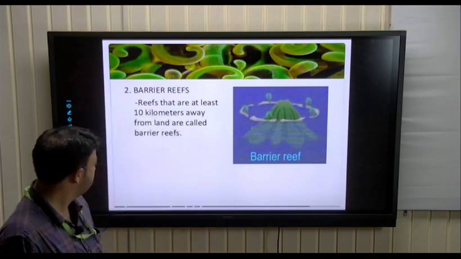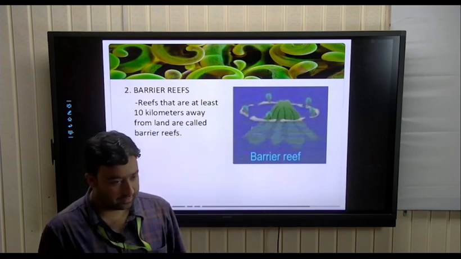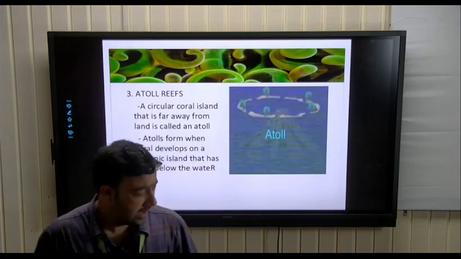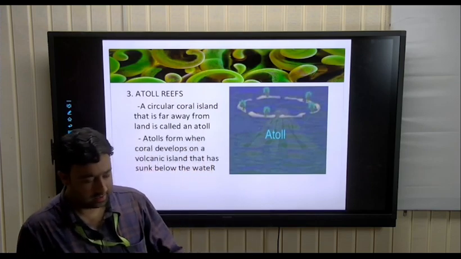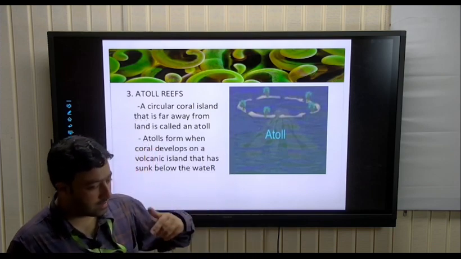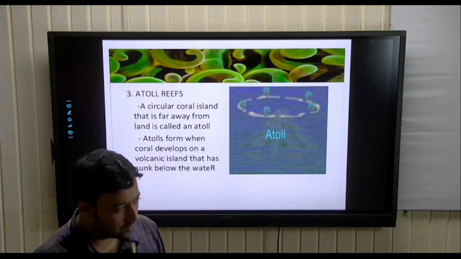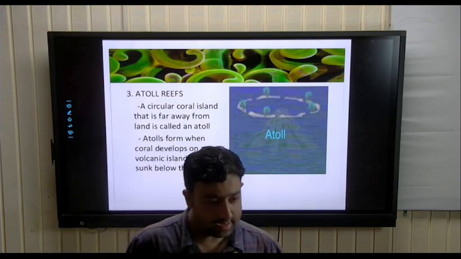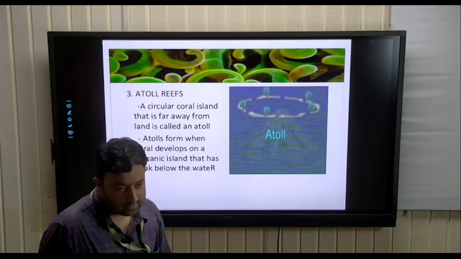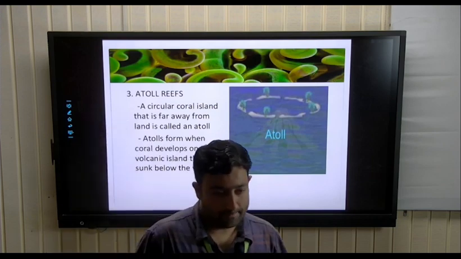Barrier reefs, reefs that are at least 10 kilometers away from the shore, are called barrier reefs. Atolls. A circular coral island that is far away from the land is called an atoll. Atolls are formed when coral develops on a volcanic island that has sunk below the water. As we all know, there are islands in the oceans, so these coral reefs develop there.